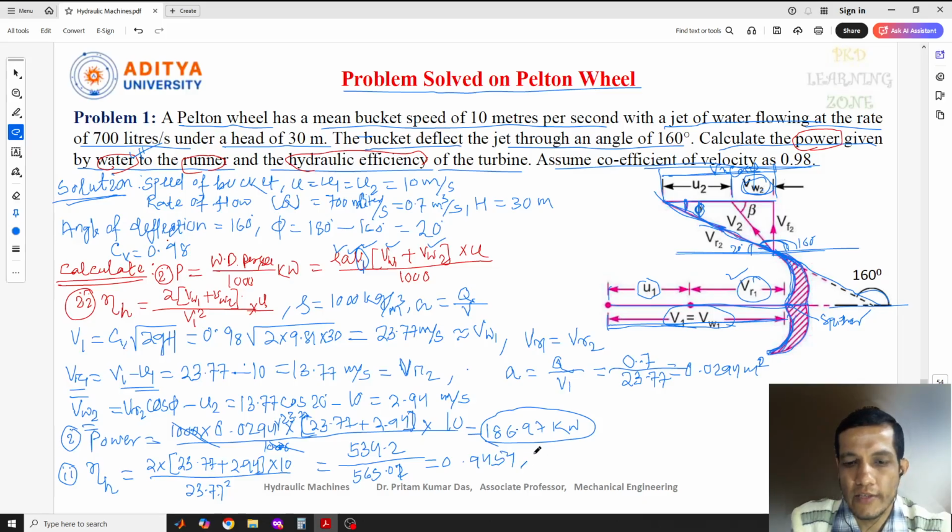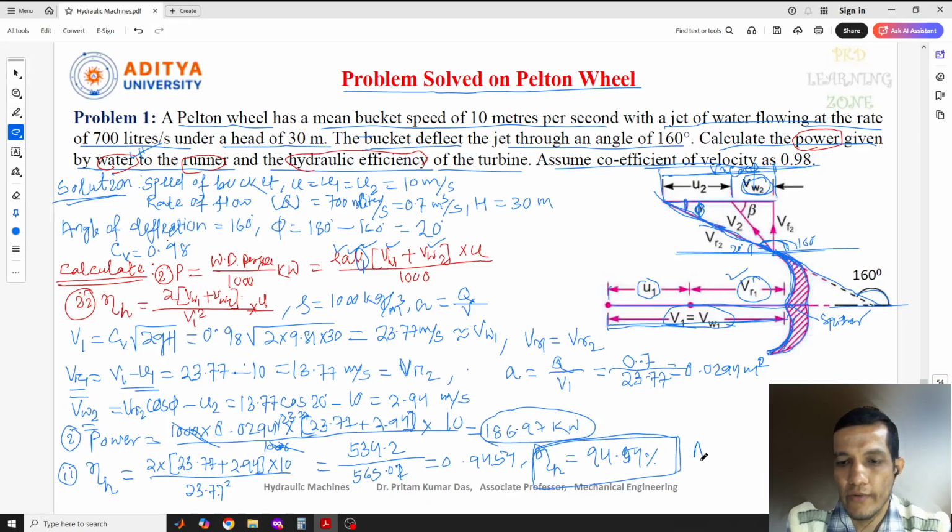This is the efficiency. If I want to convert it into percentage, it is 94.54 percent. Always keep in mind the Pelton turbine efficiency will be around 80 to 90 percent, and this is our final answer. This is the efficiency and this is the power which is given by the water to the runner.